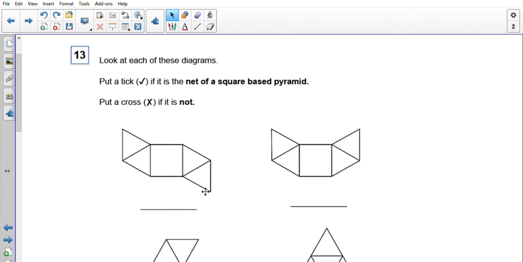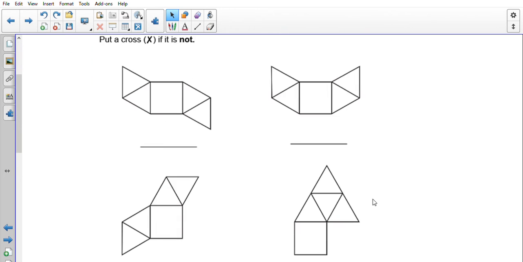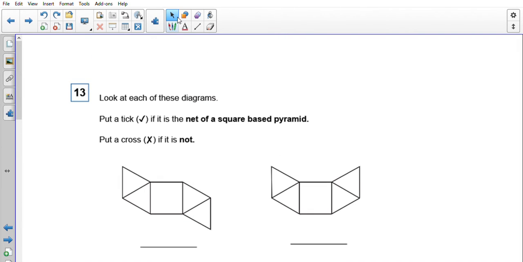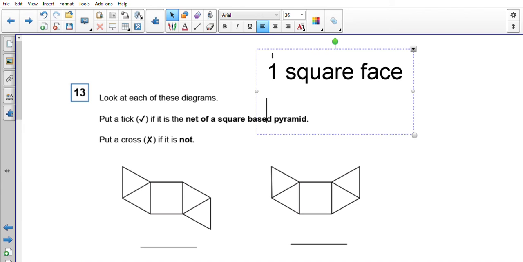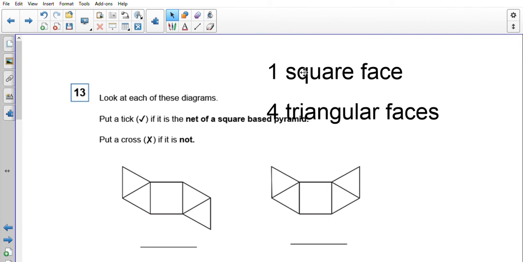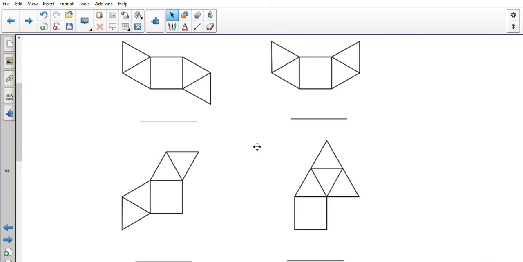And question 13, is this the last one? It is. Question 13, look at each of these diagrams, put a tick if it's the net of a square-based pyramid, put a cross if it is not. Okay, so we've got 4. Things I know about a square-based pyramid is it has 1 square face, and we have 4 triangular faces. Okay, so we know that about it. That is important. Doesn't massively help because you'll notice that all 4 of these shapes have that property.